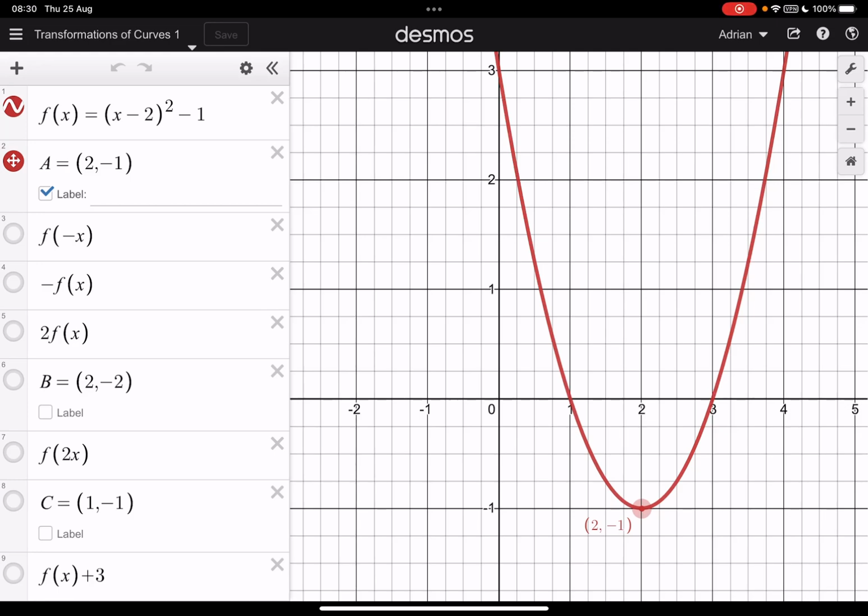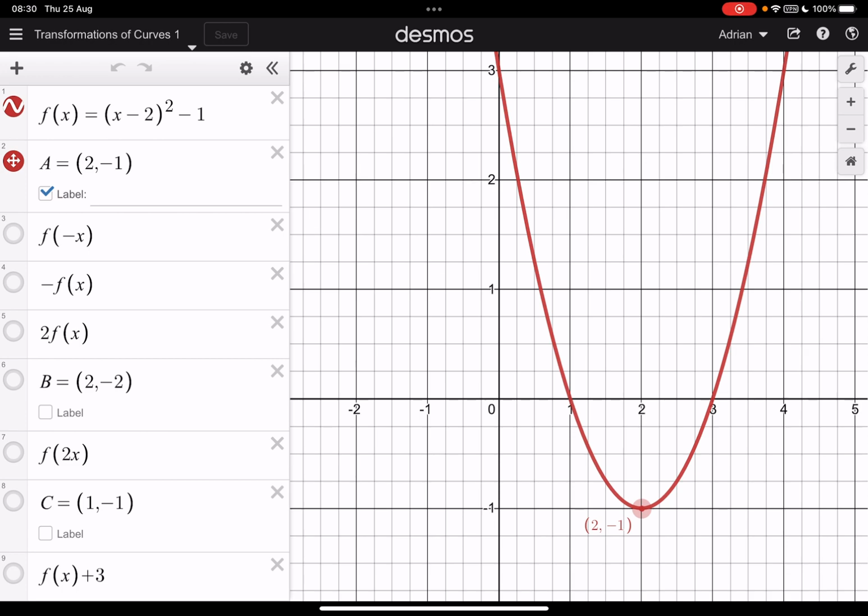So in this video, we want to look at transformations of curves, and we're going to look at 6 basic transformations of curves. So I've drawn a function, which we can see here is f(x), and it's a simple quadratic. I've also drawn in the vertex of this quadratic because we're going to see what happens to the vertex on each different transformation. So a couple of simple ones.